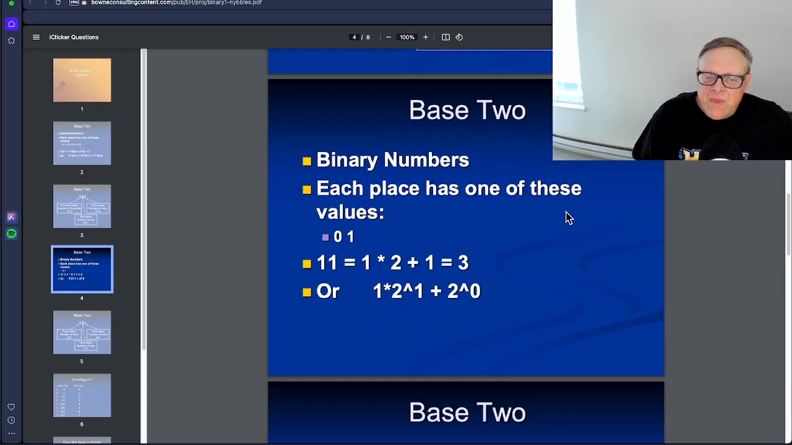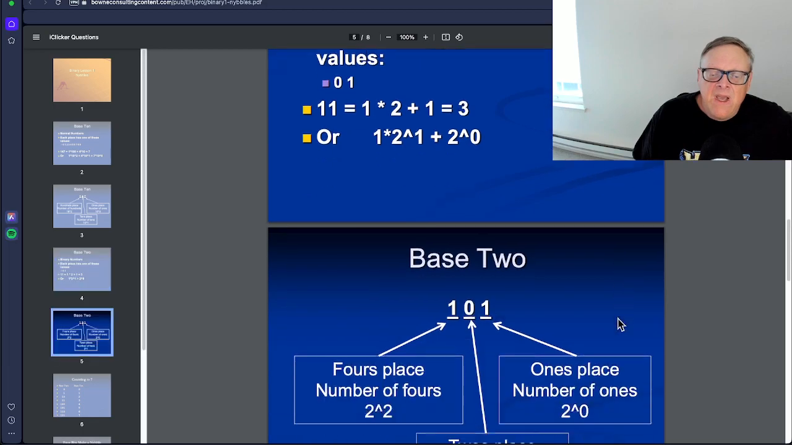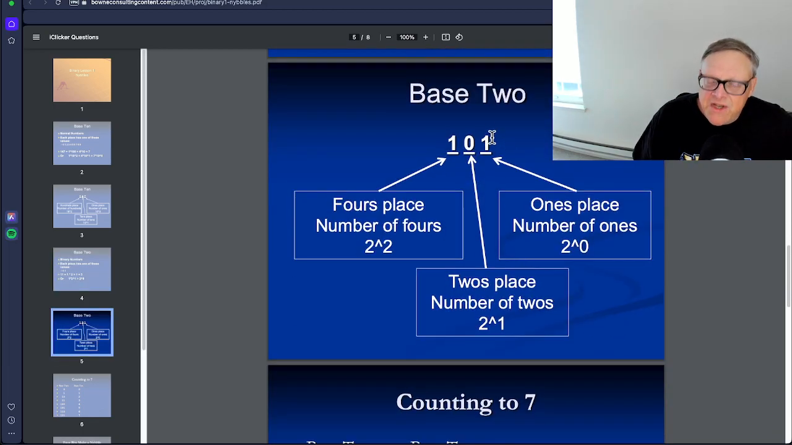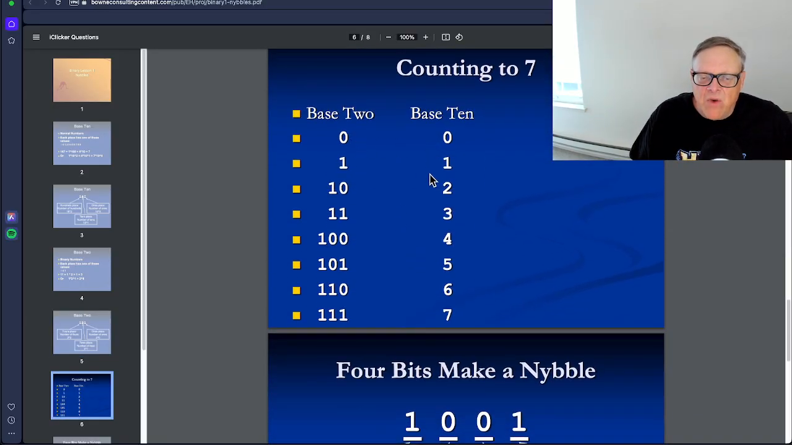In base 2, you have only the numbers 0 and 1, and so 11 stands for 3. It means 1 two plus 1. In base 2, the number on the right is the number of ones, the next digit is the number of twos, the next digit is the number of fours, instead of 1, 10, and 100. So you can count to 7. 0 is 0, 1 is 1, 10 is 2, that means no ones but a 2. Here's a 1 and a 2 for 3. Here's no ones, no 2s, and a 4 for 4. And 7 is 1 plus 2 plus 4, and that's the biggest number you can make with 3 characters in base 2.